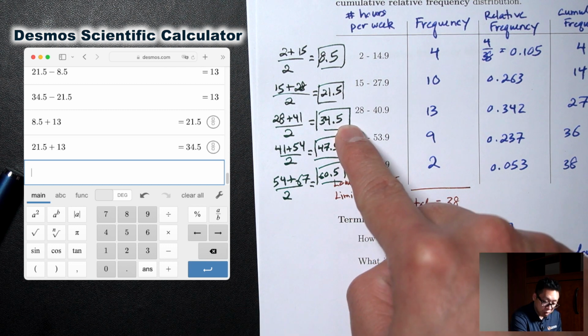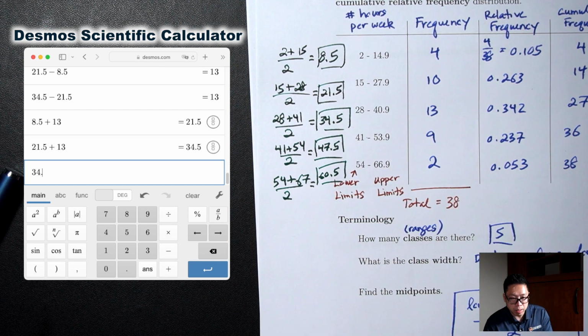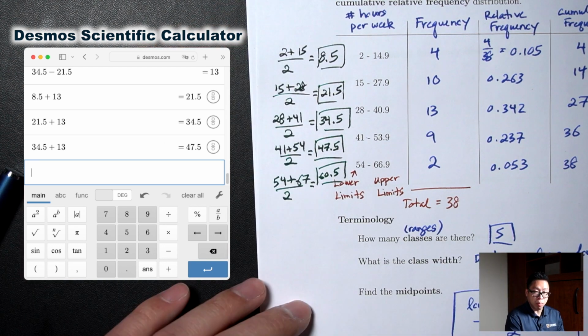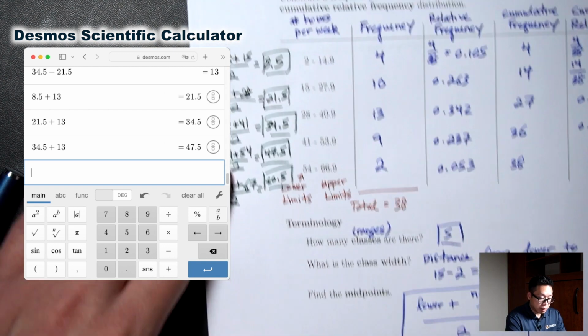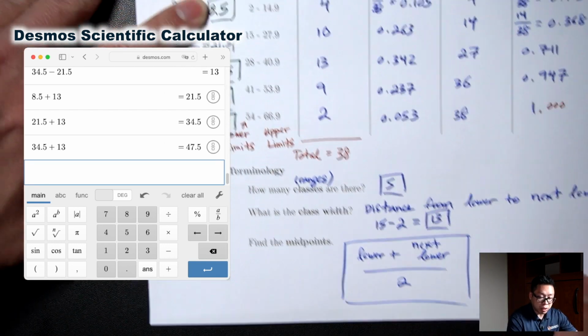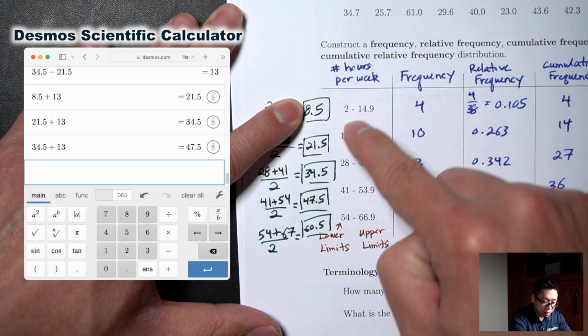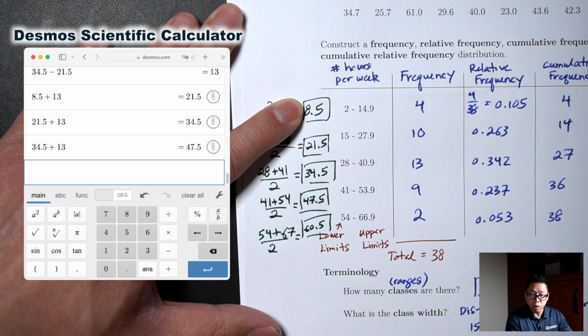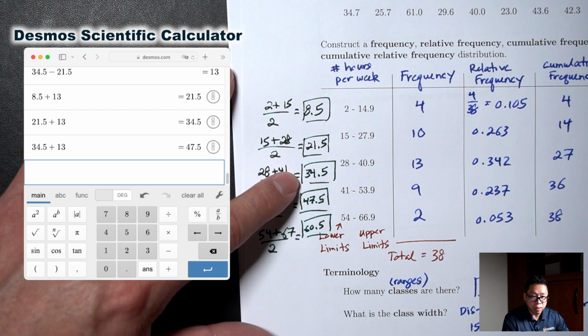34.5, okay? Add 13 again, so 34.5 plus 13, 47.5. So that's another way, a quicker way to get the midpoints. Use the formula, get that first one, figure out the class width, which is just the distance from a lower to the next lower, right? Subtract those, 15 minus 2, that will give you the class width. Once you know your class width, just keep on adding the class width, and that will get you the rest of the midpoints.